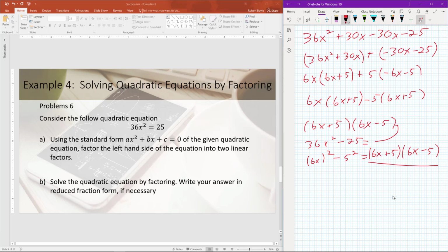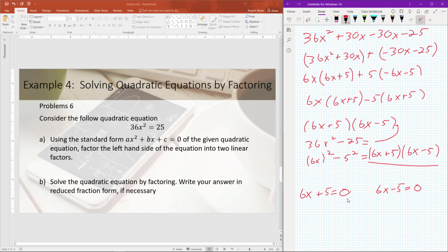So for part B, we need to solve the quadratic equation. We're going to use zero factoring, and that means that we need to solve two equations. The first one is 6x plus 5 is equal to 0, and then 6x minus 5 is equal to 0.